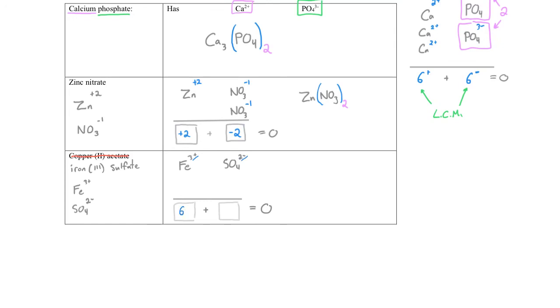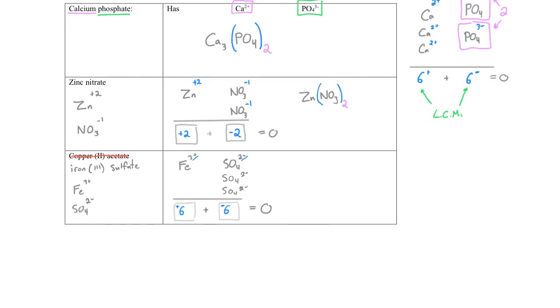So we need to accumulate enough iron atoms to get to a 6 positive charge, and we need to accumulate enough sulfate anions to give us a 6 negative charge. And when we do that, we'll have 0 overall. So how many sulfate groups do we need to get 6 negative? That's right, we need 3 of them. If we have 3 sulfates with 2 negative for each one, that's a total of 6 negative charges.